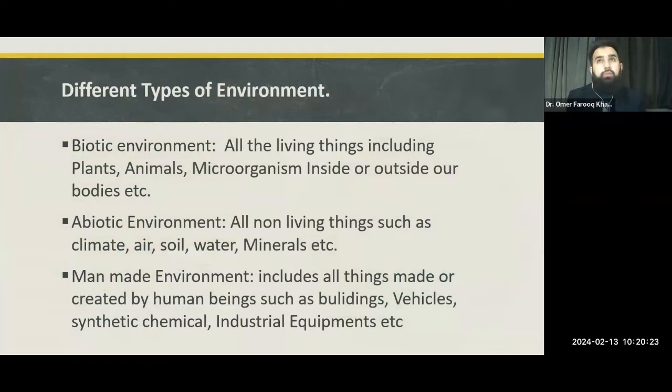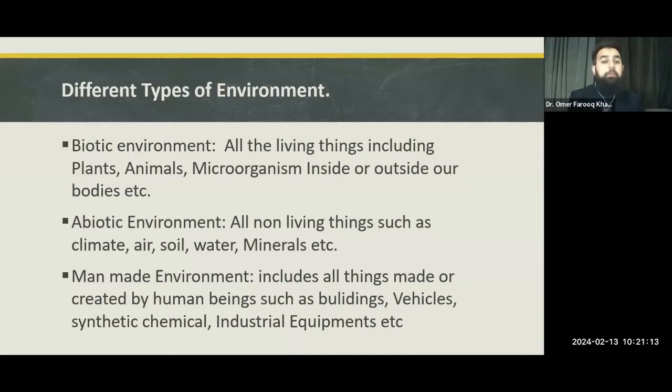So what actually an environment is, we already talked about that. Then there are different types of environment. Whenever we talk about types of environment, there is biotic environment, abiotic environment, and man-made environment. So what is biotic environment? All the living things, including plants, animals, microorganisms, inside or outside our body. Whatever living things we encounter, or which have any kind of impact on our environment and in the end on our health due to any kind of change that they bring in our environment, that is biotic environment.